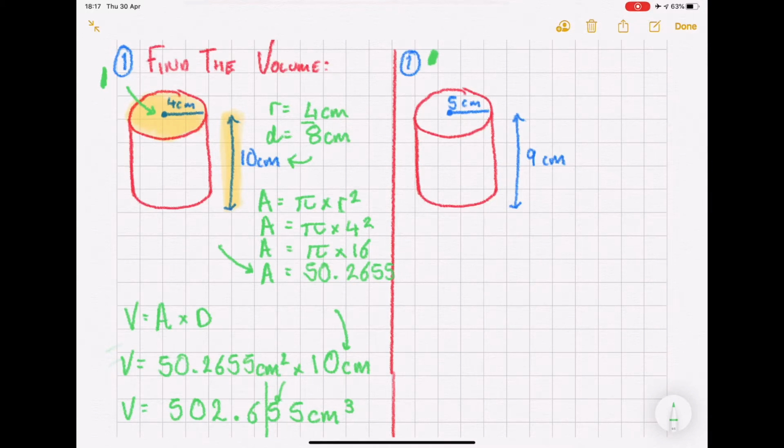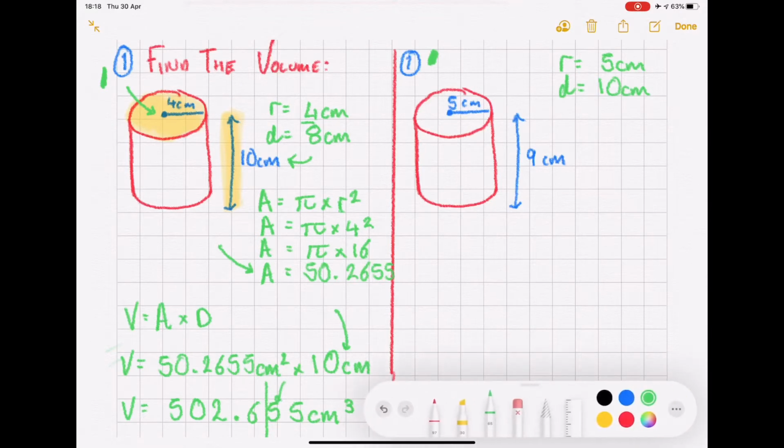Okay, fantastic. So finding the volume. First things first, all circle questions, let's write our radius and our diameter. Our radius in this question is 5 centimetres, and our diameter would be double that, which is 10 centimetres.